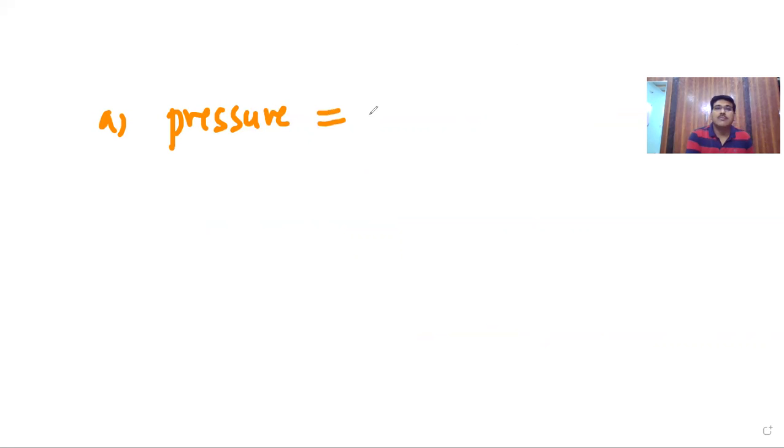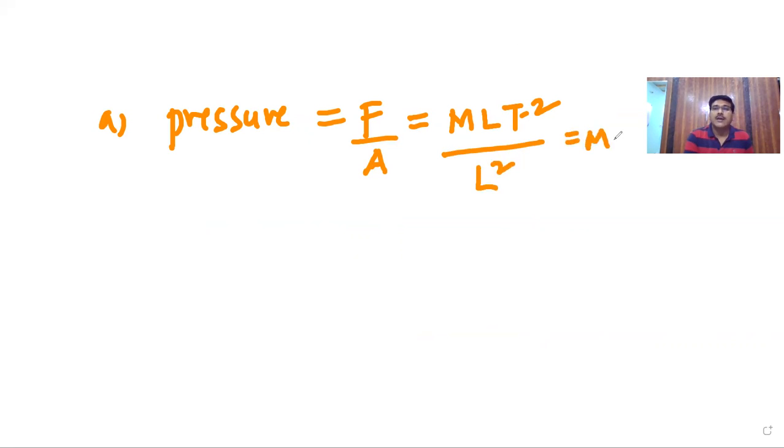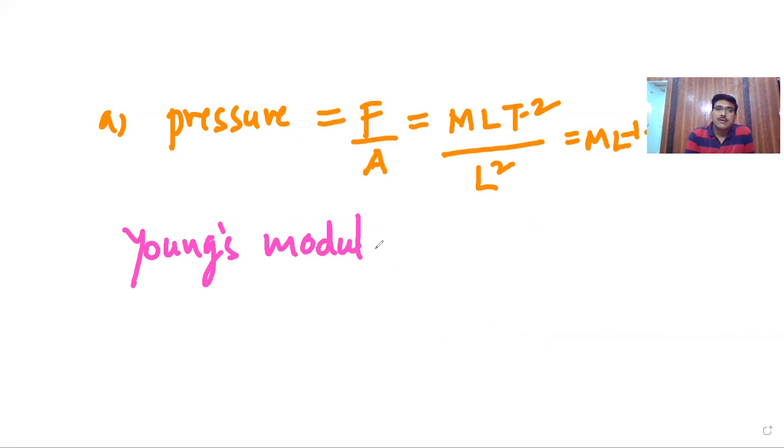What is pressure? Normal force by area. What is dimension? M, L, T minus 2. Force is area is L square. So M, L minus 1, T minus 2. Force by area is the dimension part. What is the second? He has given Young's modulus. What is the definition of Young's modulus? Stress by strain. From the previous classes, stress by strain.